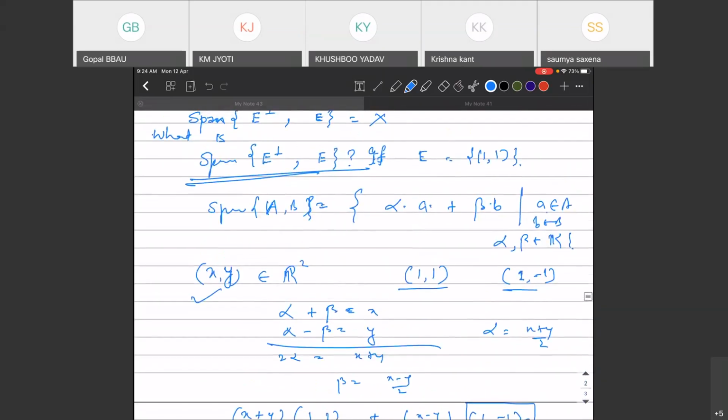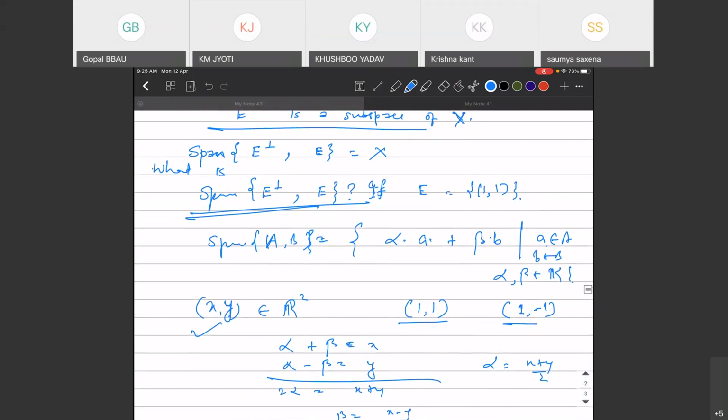Therefore, since we are getting the whole of X from E and E perp, we use the word complement. So this is the orthogonal complement, which completes X.